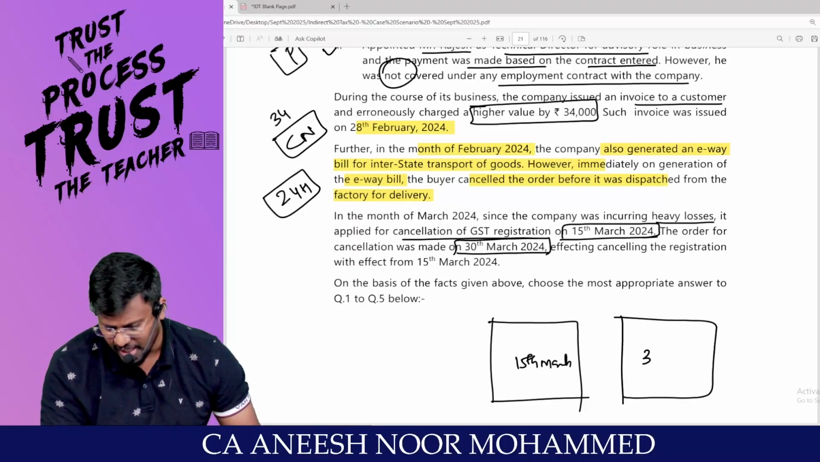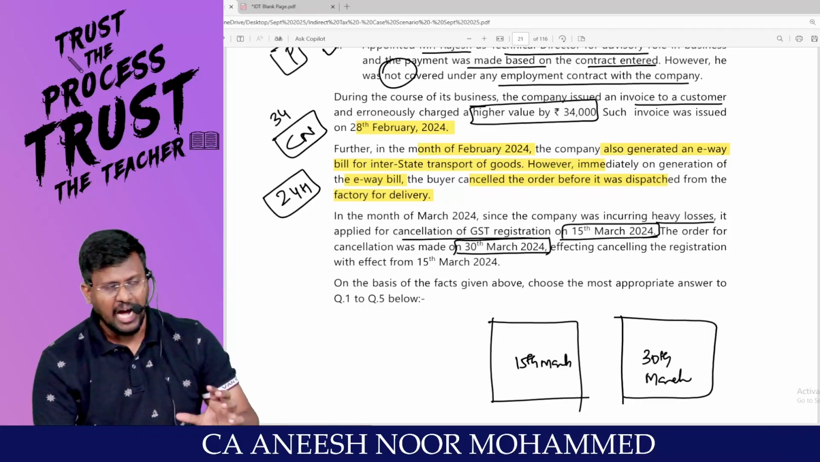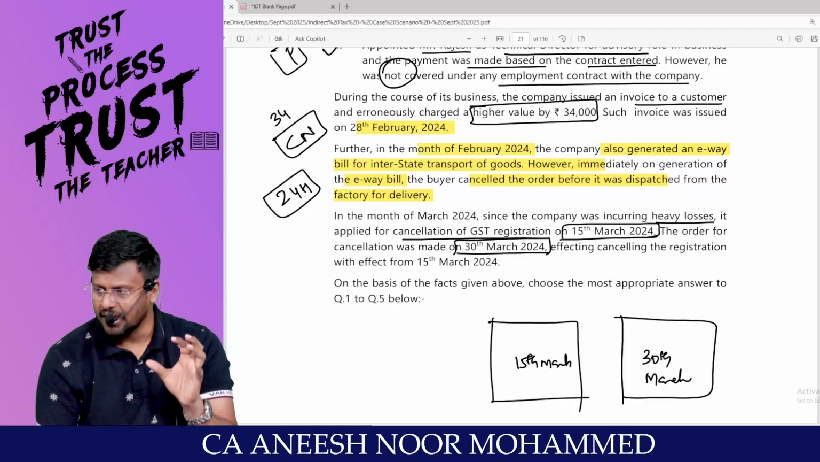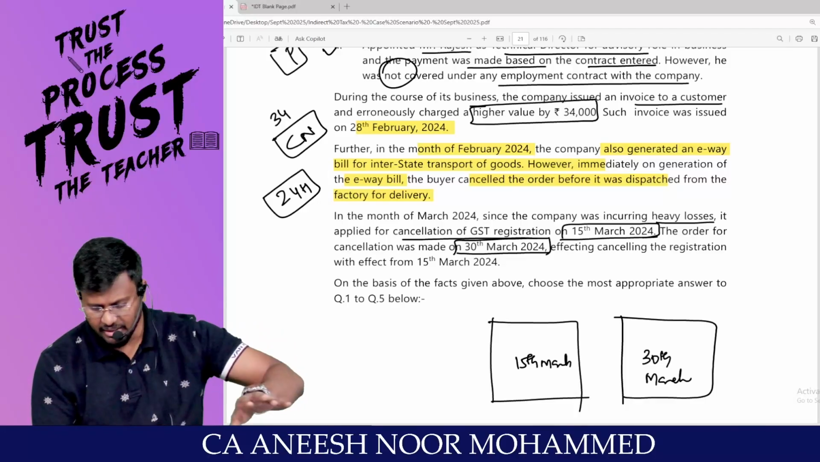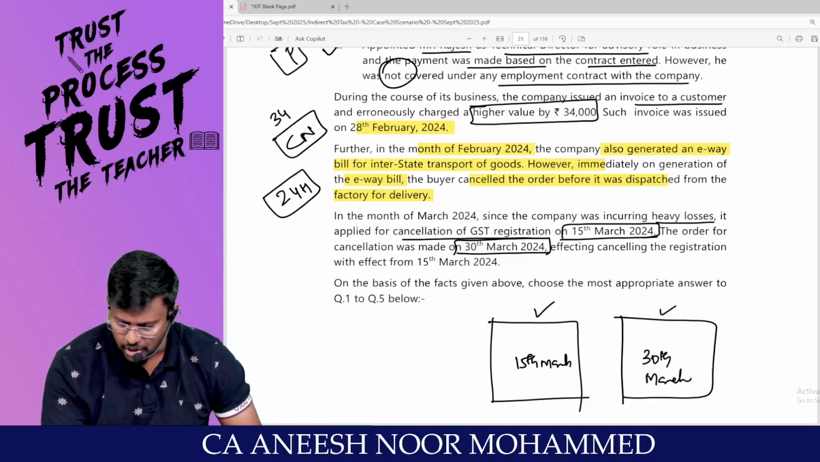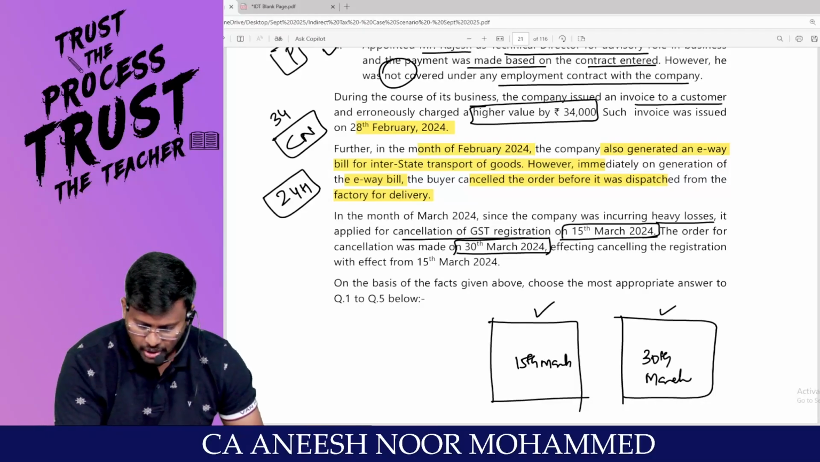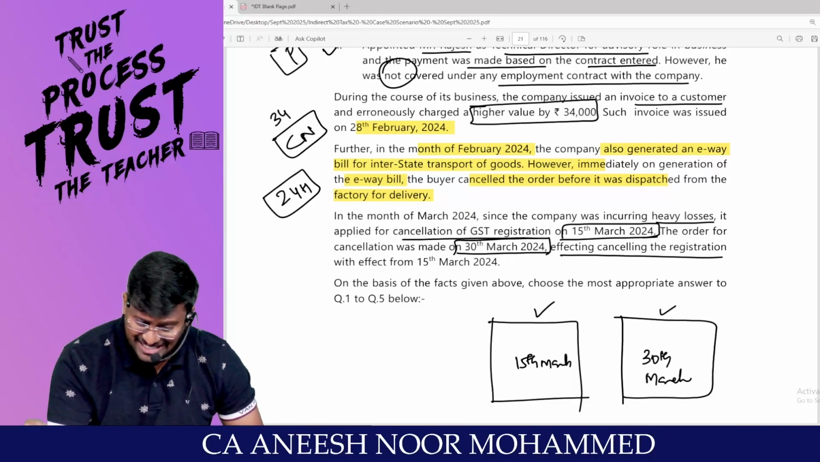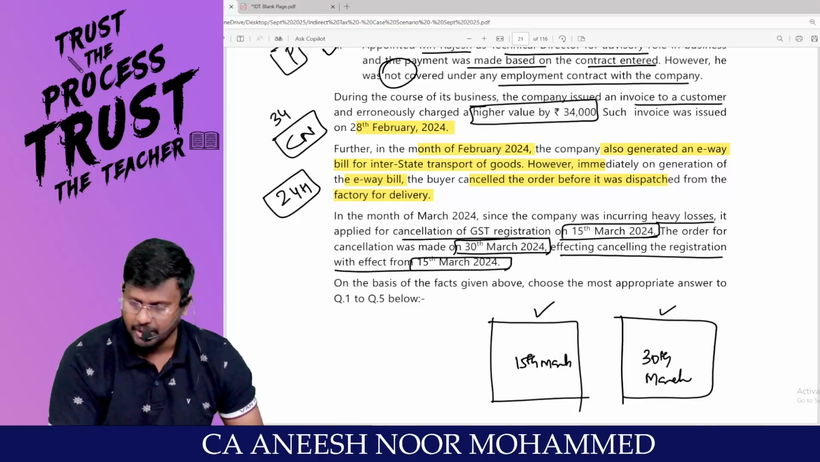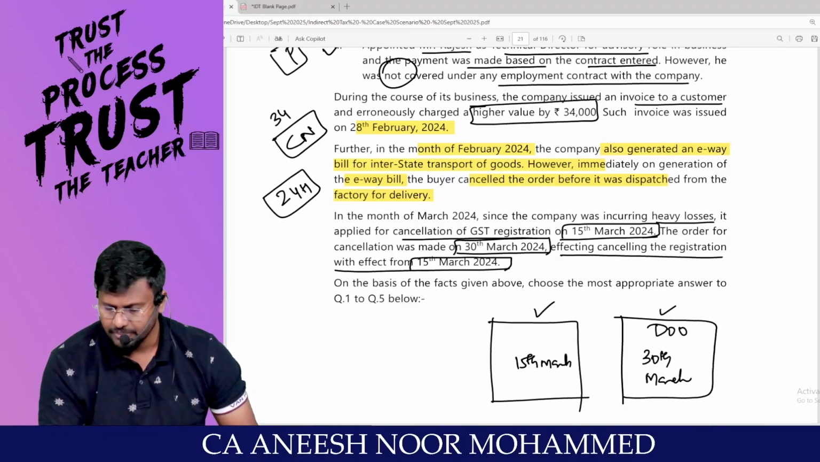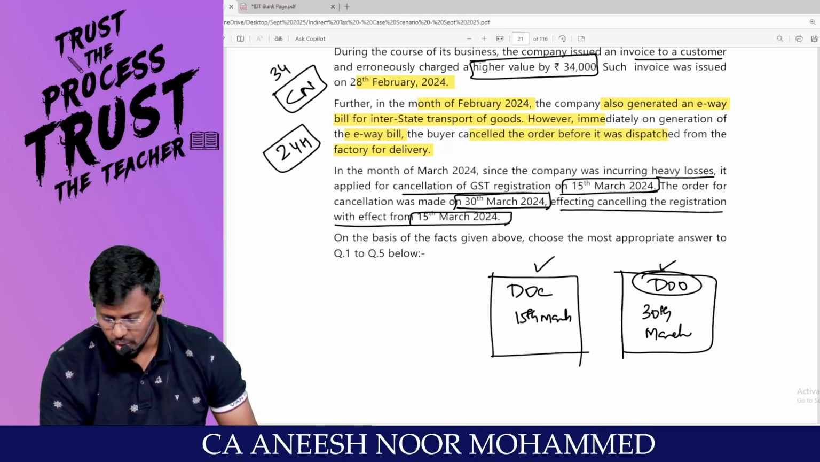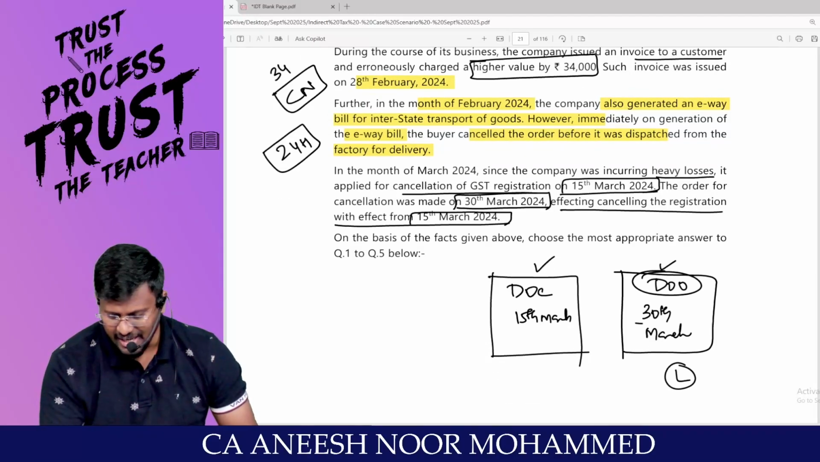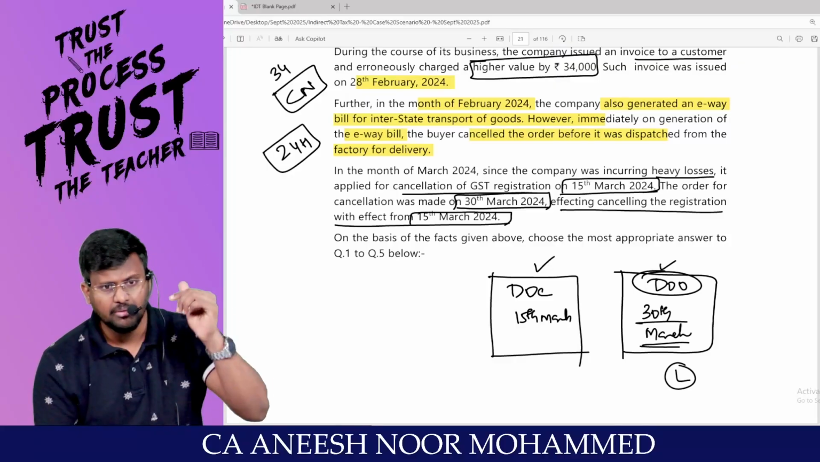Sir, even though they asked on 15th March, first the PO will suspend the registration. After checking everything, every tax, penalty, fees, late fee and all which is supposed to be paid, once the taxpayer has completed that, then only they will pass. So 15th March or 30th March, sir, effecting cancelling the registration with effect from 15th March. So what is the date of order? 30th March. What is the date of cancellation? 15th March. Whichever is later. From there, 3 months time you are having.